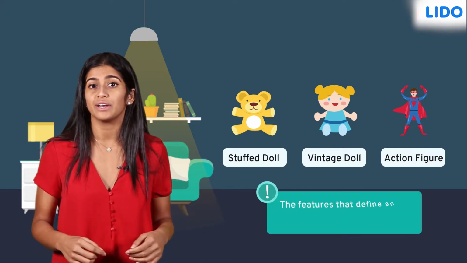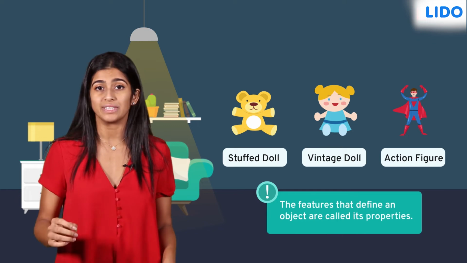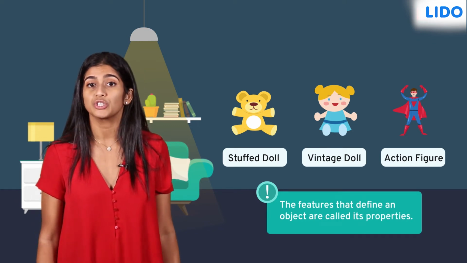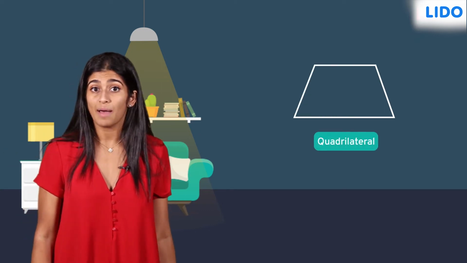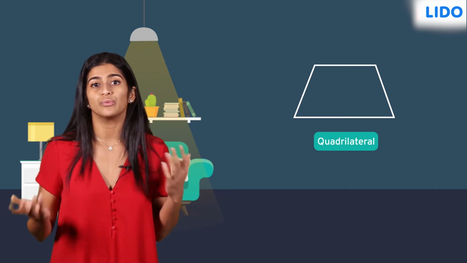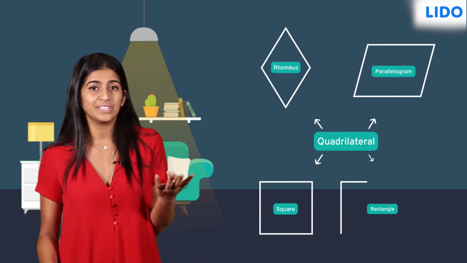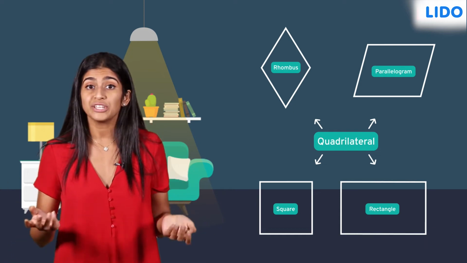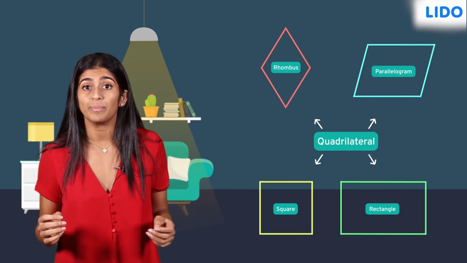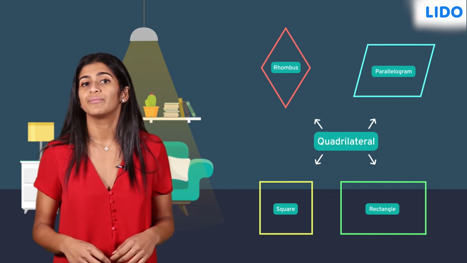The features that define an object are called its properties. This is similar to shapes in geometry. We know that a polygon with 4 sides is called a quadrilateral. Within the family of quadrilaterals, shapes have unique names: rhombus, parallelogram, square, and rectangle, to name a few. Each of these shapes has unique properties that make it different from the other.